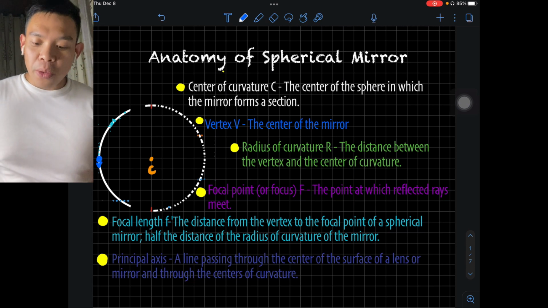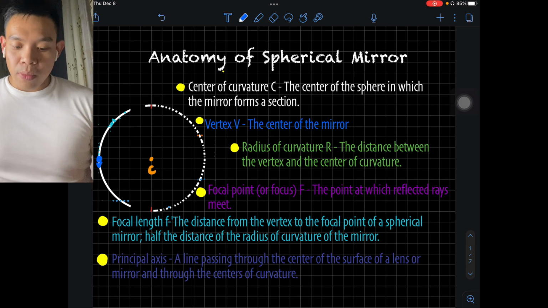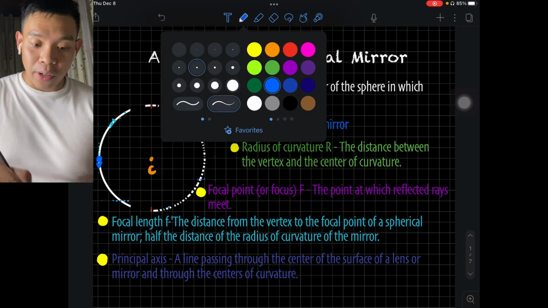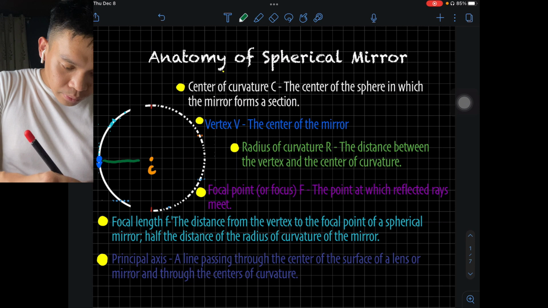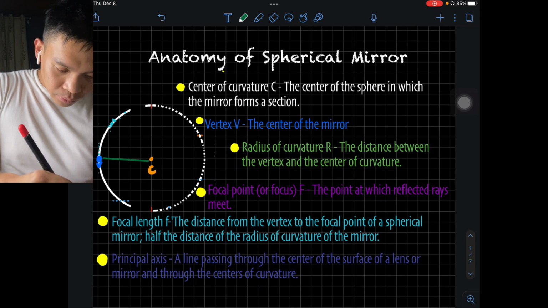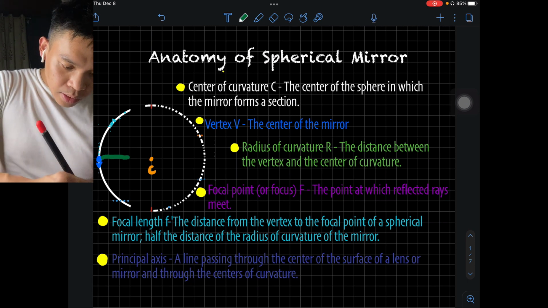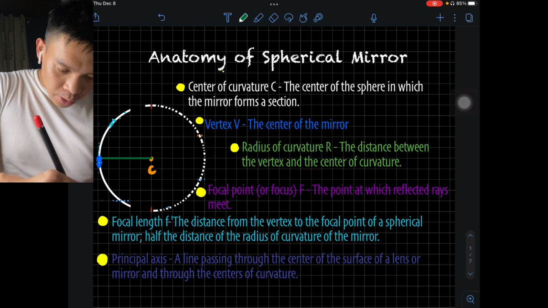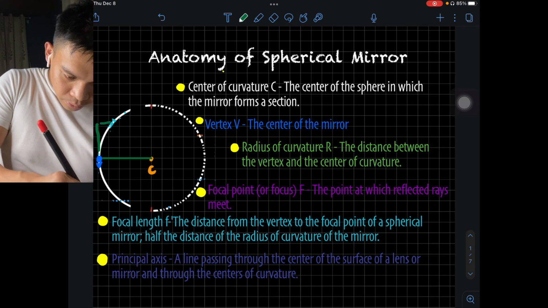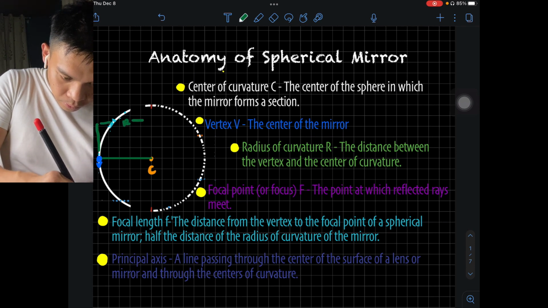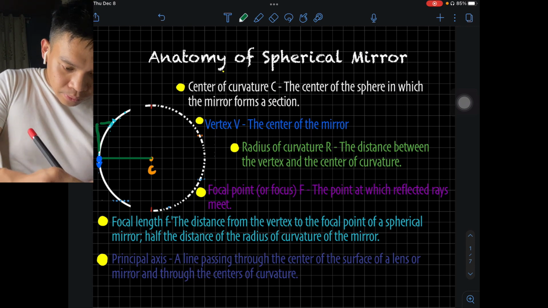And the radius of curvature, or the distance between the vertex and the center of curvature. So this is our radius of curvature, capital letter R.